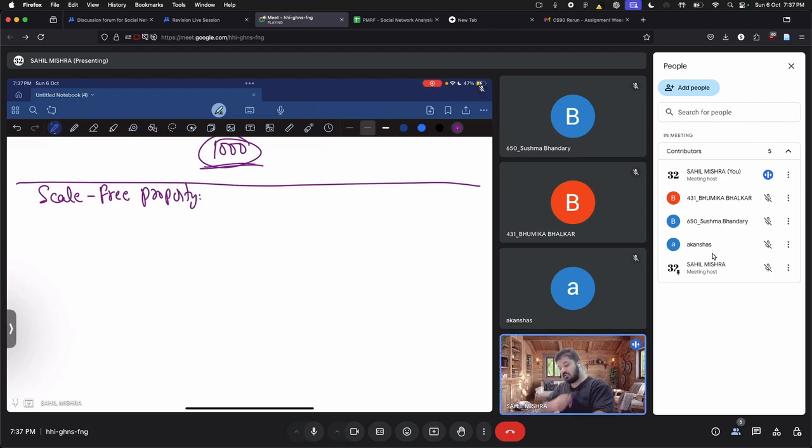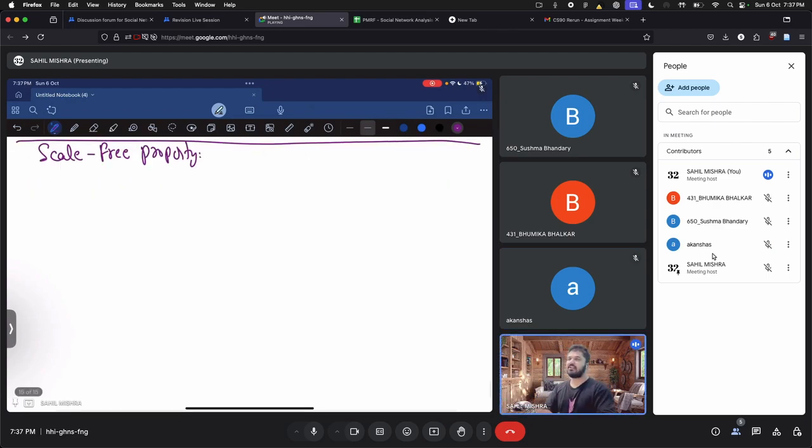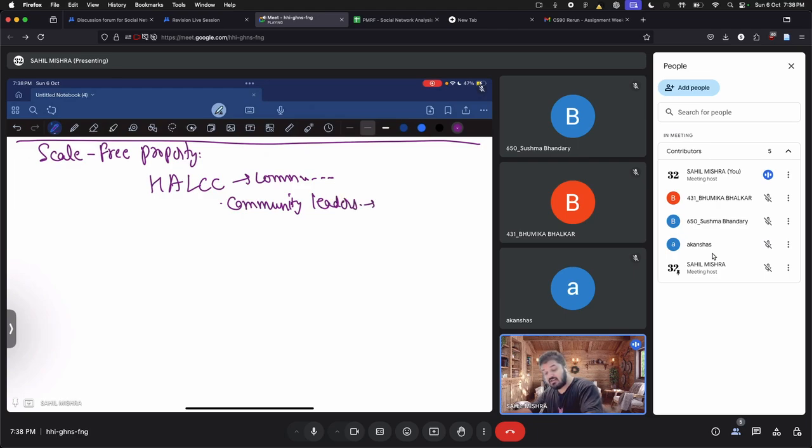So let's not go into that last property. The last property was the small world property. But for the high average local clustering coefficient, you can see there will be communities. Okay, so there will be some community leaders. They will have very high degree.